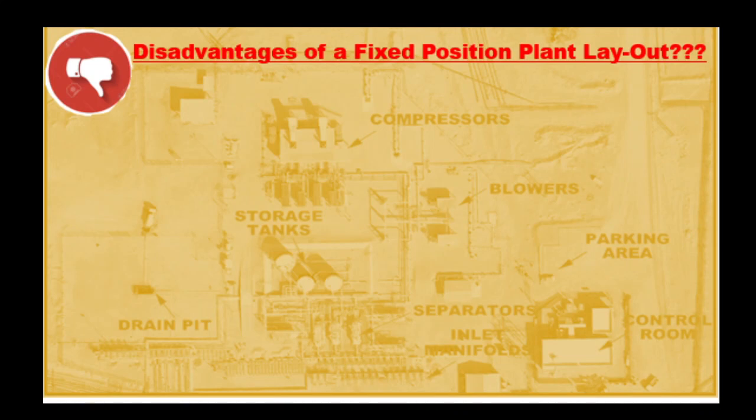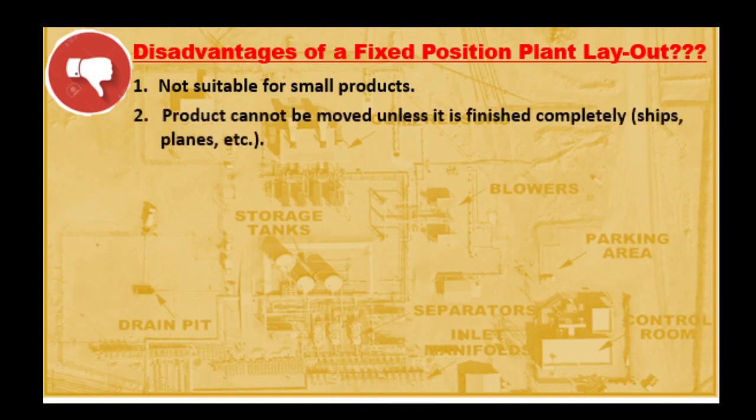So ano yung mga disadvantages ng isang fixed position plant layout? One, they're not suitable for small products. Another one, the product cannot be moved unless it is actually finished completely. So, yun nga sinabi ko sa inyo, sample products na ginagawa dito, sinutukoy natin ships, planes, etc. Another one is that there is greater floor space or storage space required. So, in terms of land acquisition, medyo costly to. Kinakailangan large tracts of land yung kinakailangan natin gamitin o bilhin.